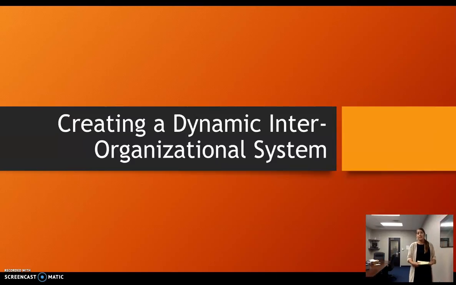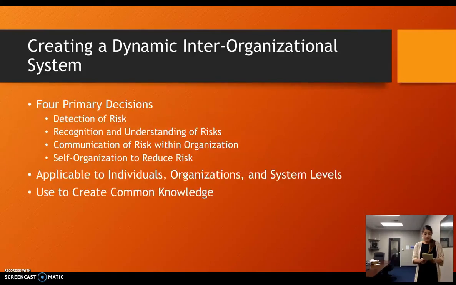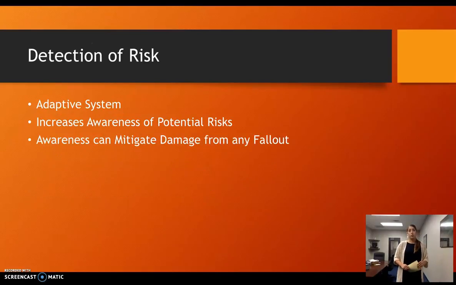I'm talking about creating a dynamic inter-organizational system, and this type of system uses 4 primary decision points, which redesigns the crisis management process. And I'll be talking about the 4 primary decision points, which are detection of risk, recognition and understanding of risk, communication of risk with organizations, and self-organization to reduce risk, and this is applicable to individuals, organizations, and all kinds of system levels. And of course, this is used to create common knowledge.